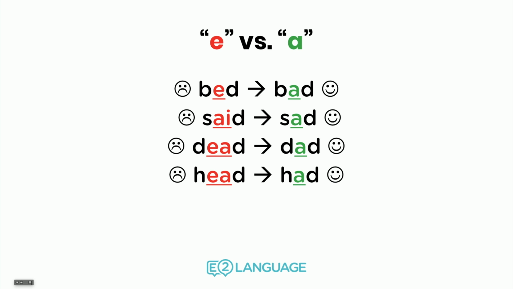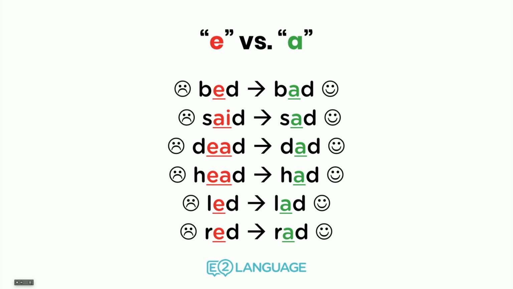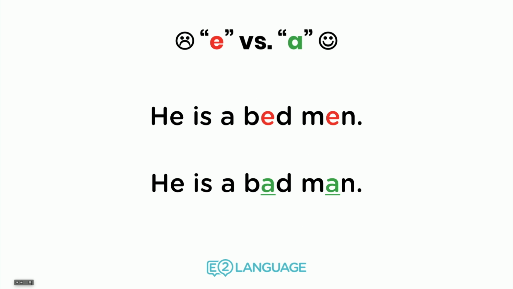Don't say head if you're trying to say had. Head, had. Don't say lead if you're trying to say lad. Led, lad. And don't say red if you're trying to say something is rad, for example. Red, rad. So if you're trying to say he is a bad man, don't say he is a bedman.